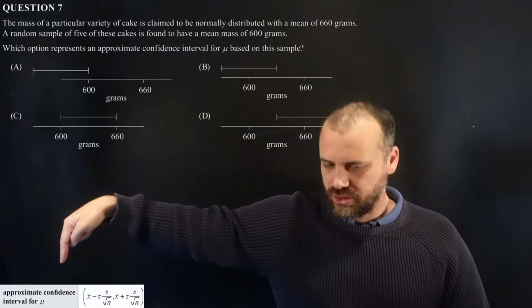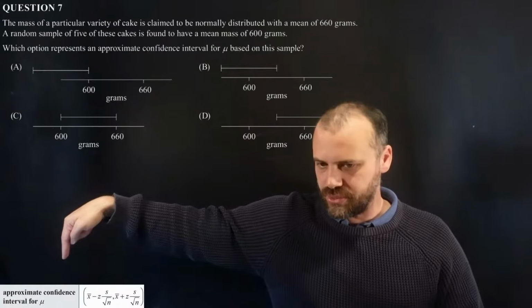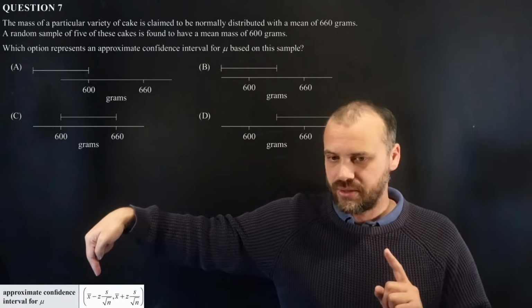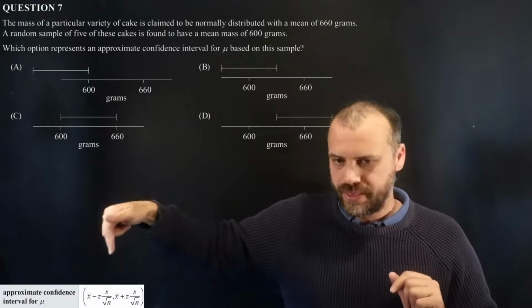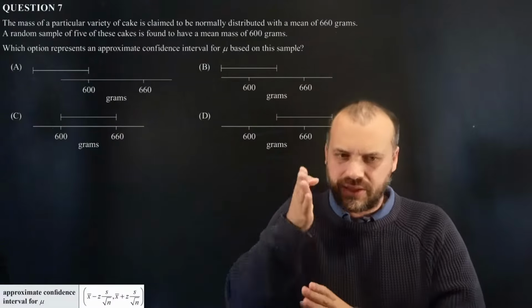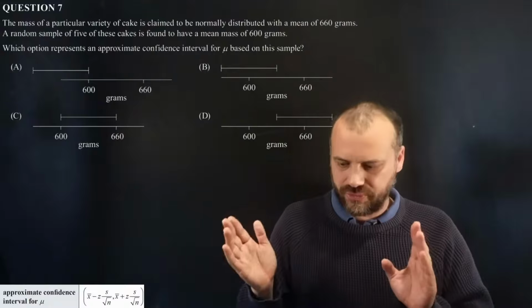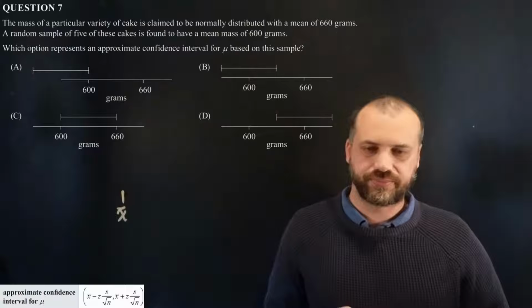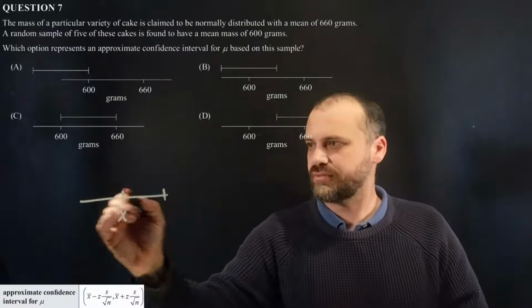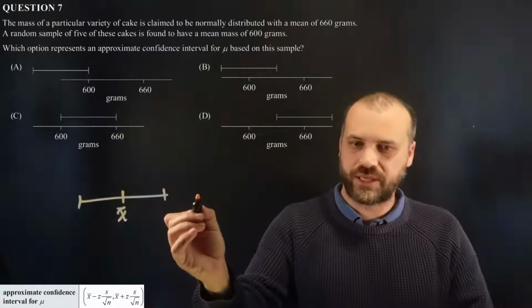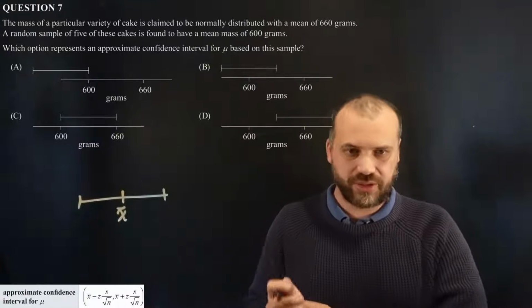The approximate confidence interval for mu is given by x bar, which is the sample mean, minus some numbers, and then the sample mean plus some numbers. That means that the middle value of our confidence interval is x bar, right? This is our confidence interval. The middle value is x bar. We subtract something from it. We add something to it. That's going to be our confidence interval.